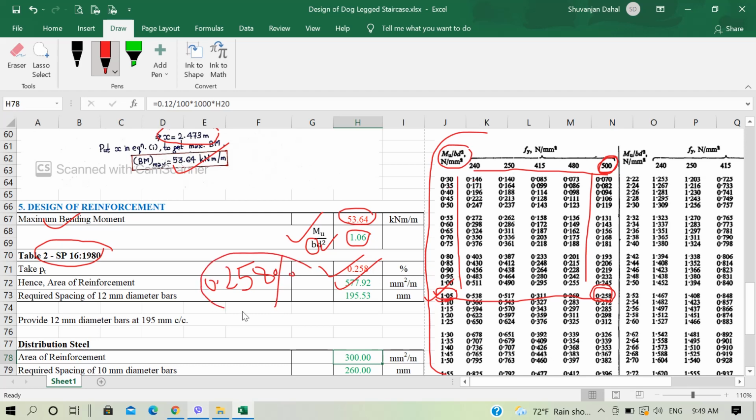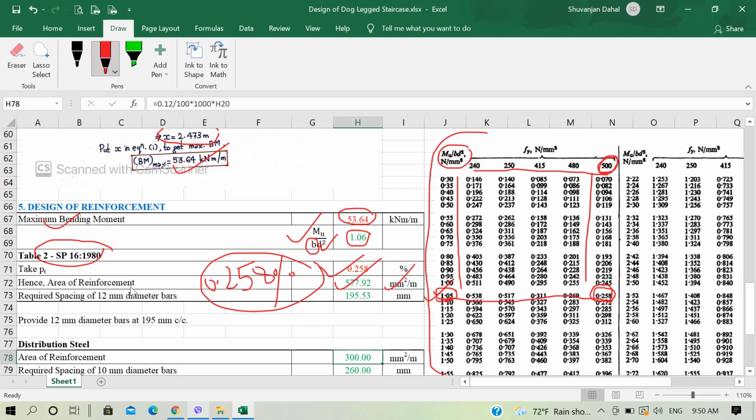BD means B will be 1000 mm and D will be the effective depth of slab, which you get to be 577.92 millimeter square per meter. This is per meter since we are taking the width of slab to be 1 meter at the moment.